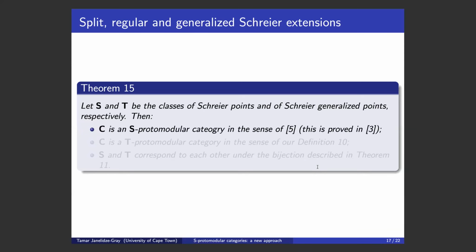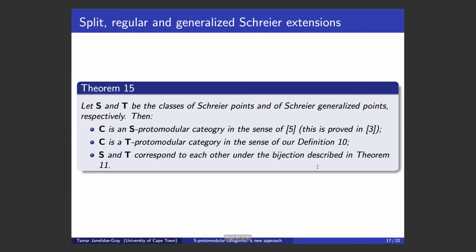First of all, C is an S-protomodular category, and this was proved by Bourn, Martins-Ferreira, Montoli, and Sobral. And then it turns out that if we take the Schreier generalized points, then C is a T-protomodular category. And finally, using the bijection that we had before, we can relate split Schreier epimorphisms and Schreier generalized points. So S and T correspond to each other under the bijection described in the theorem earlier.